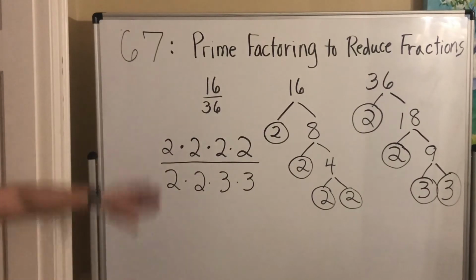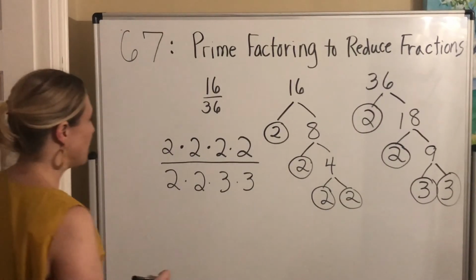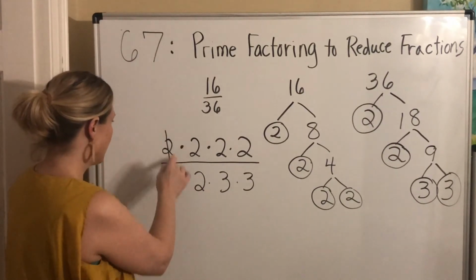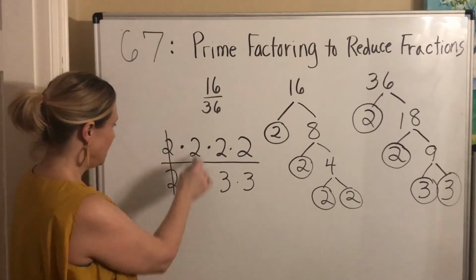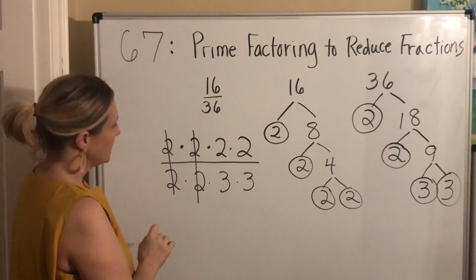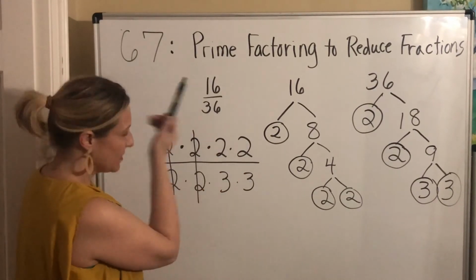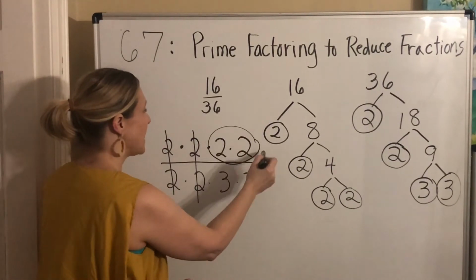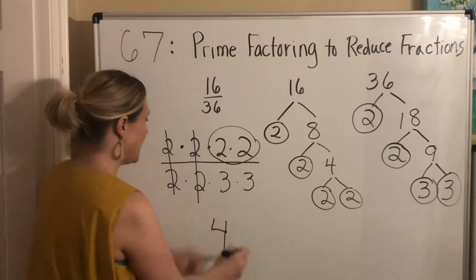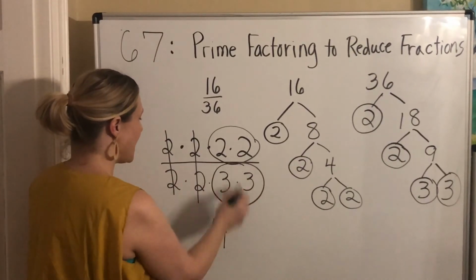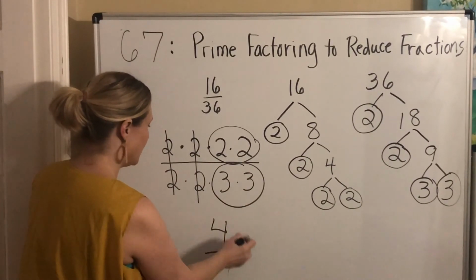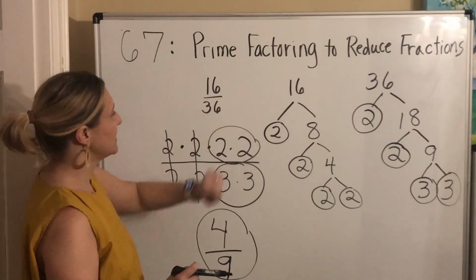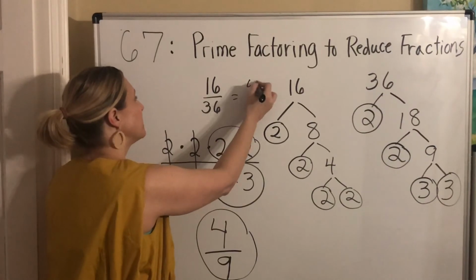Okay? Now to reduce, we can cross out the matching ones on top and bottom. 2 and 2 can be crossed out. These 2's right here can be crossed out. Okay, there's not another 2. Okay, so this is what we have left. 2 times 2 is left on the top, which is a 4. And 3 times 3 is left on the bottom, which is a 9. So the answer to this is 4/9. 16/36 will reduce to 4/9.